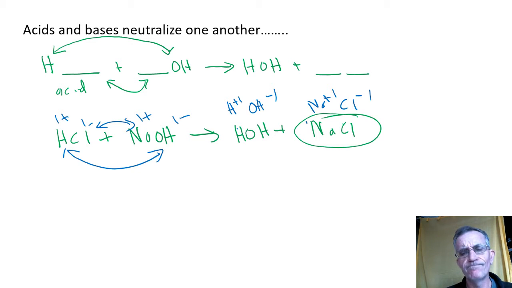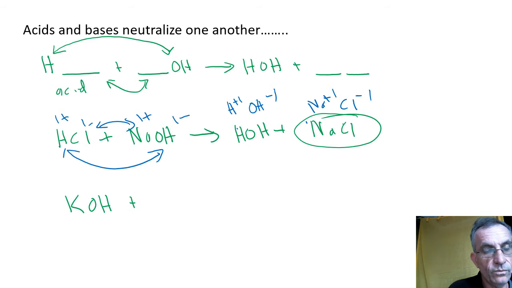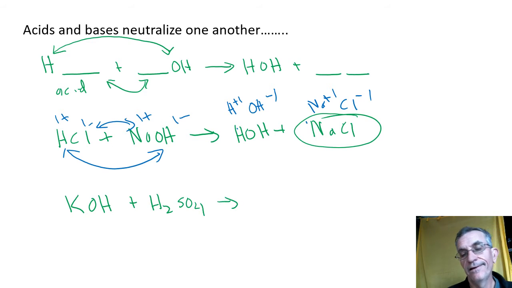I should show you one more, slightly more challenging. Let's do one that's slightly tougher. Let's say I was to do this reaction: potassium hydroxide with sulfuric acid, H2SO4. We're going to do the same thing, so we're going to put our outer ones together.